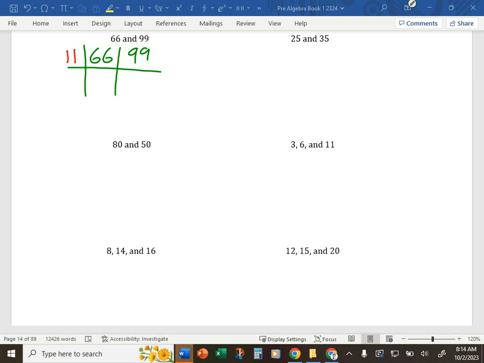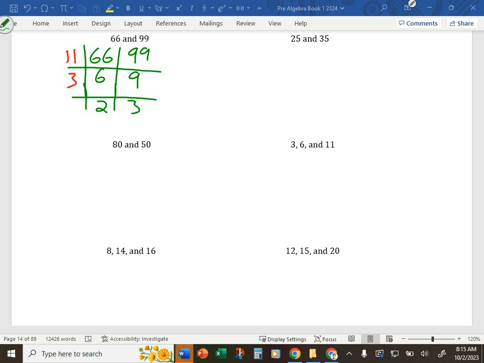66 divided by 11 is 6. 99 divided by 11 is 9. What can we take out of 6 and 9? We can take a 3. Add another layer here. Keep working it down. 6 divided by 3 is 2. 9 divided by 3 is 3. Anything we can take out of 2 and 3?